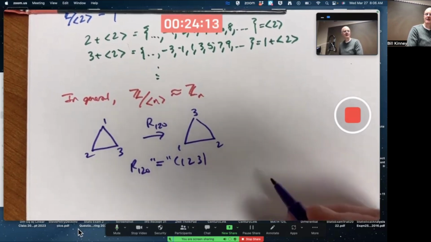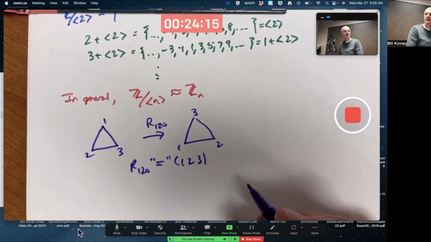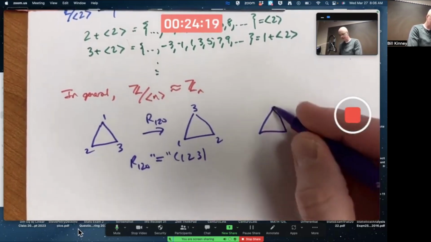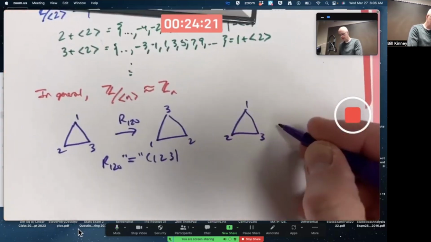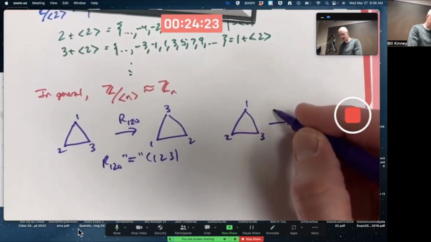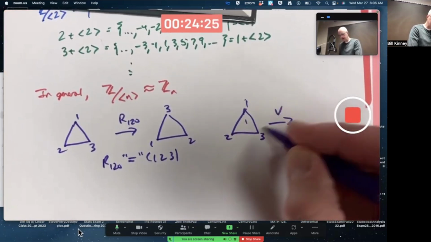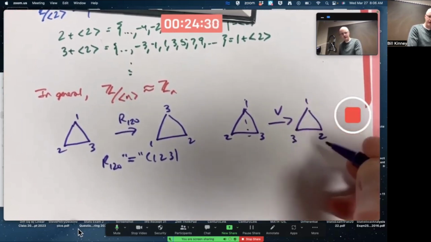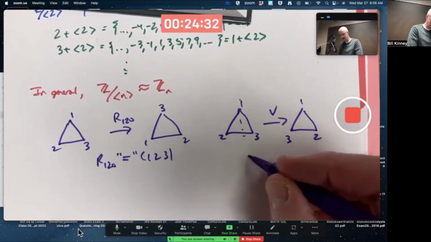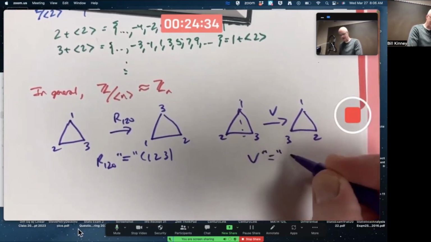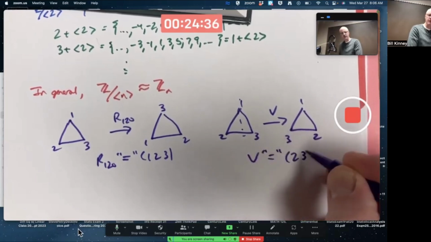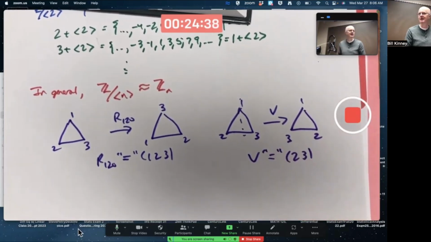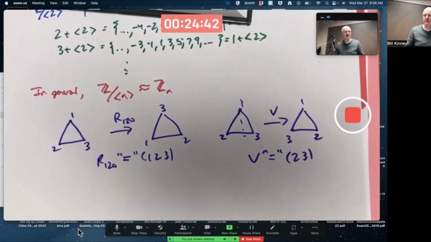Any other kind of symmetry of the equilateral triangle could also be thought of as a permutation. As another example, if we flip about the vertical line of symmetry, call it V here, 3 and 2 get swapped, but 1 stays where it is. So V is effectively the cycle (2 3). That's hinting at S3 being isomorphic to D3.